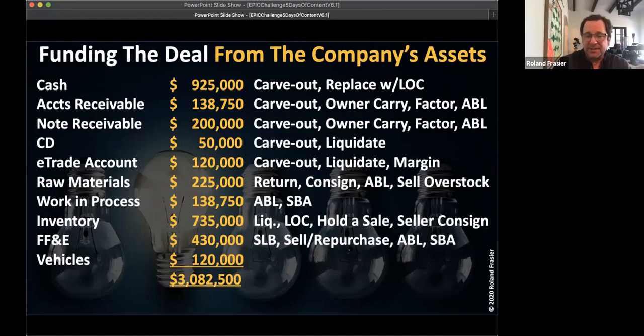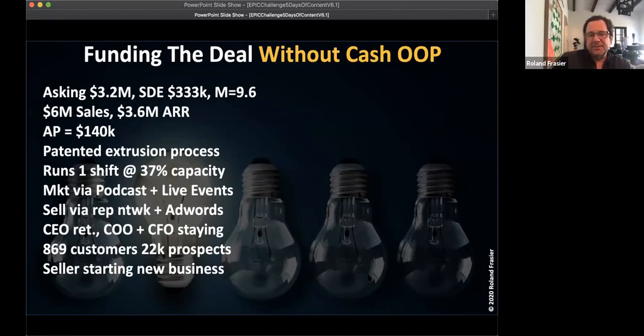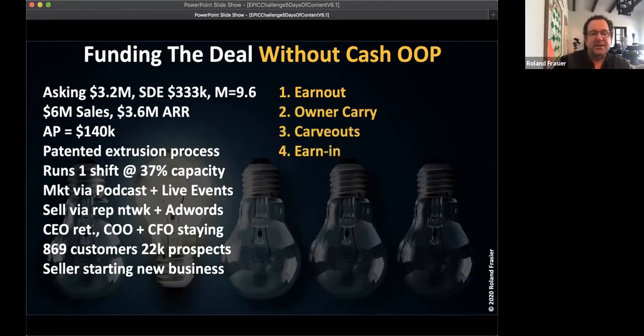You could do a sale repurchase as well, meaning that you sell off everything that the seller has or carve it out, and then you go and repurchase it at a much better financed rate, or you lease it. You can do asset-based lending on that. SBA also has loans on that. And you could do the same things on the vehicles, except you could also do just a straight lease. So lots of different options there. And then in terms of these other things that are here, things that we want to consider are going to be an earnout, owner carry, carve outs, an earn in possibility, maybe doing some asset-based financing.